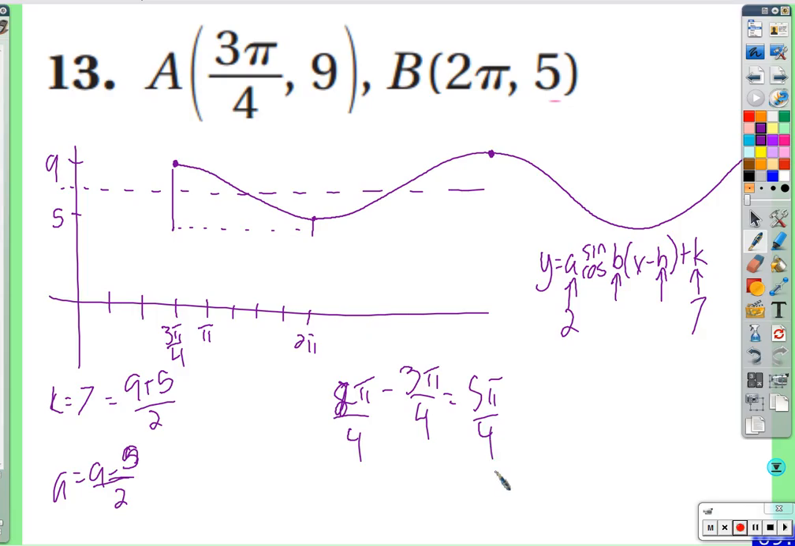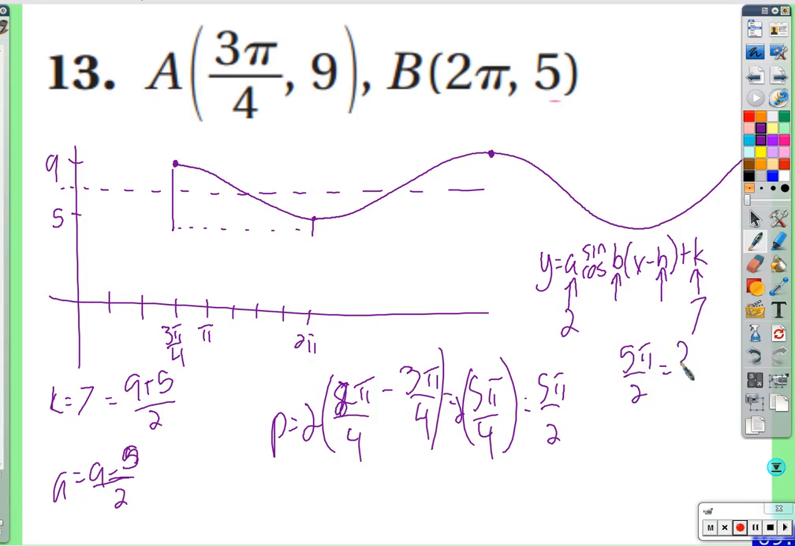Well, that's the distance between here and there. That's half of a period. So if we multiply this by 2, that'll be the period. And then you set that equal to 2 pi over b. Okay, so the period is 5 pi over 2, which is equal to 2 pi over b, which is what we solve for. That's how we find the period. P equals 2 pi over b.